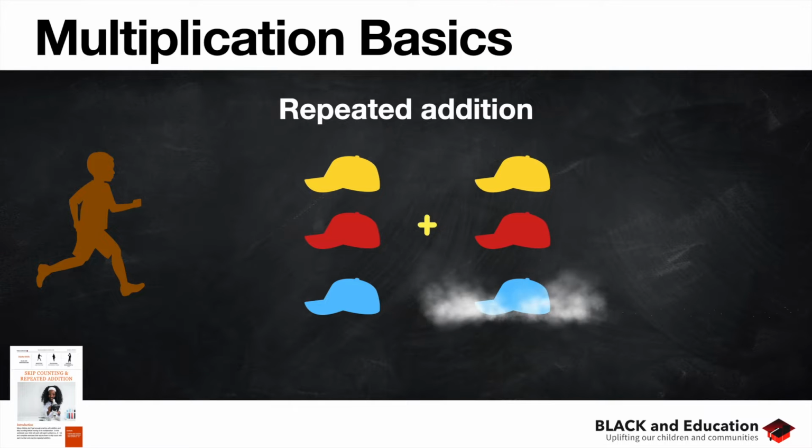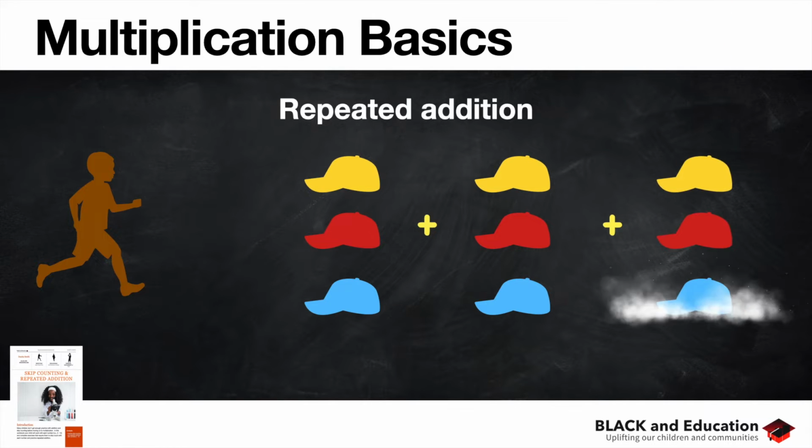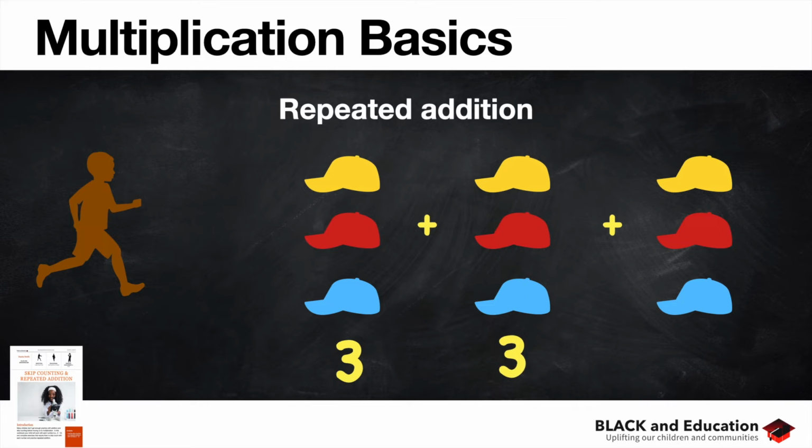So let's say I own a hat company and I want to organize my hats in a certain way. So I have 3 hats in the first group and 3 hats in the second group, and I have another group of 3 hats, and I've organized them like this so I can determine how many hats I have in total. So repeated addition will allow you to go ahead and add up. Obviously, I have 3 plus 3, and I have another 3, that's going to give me 9, right?